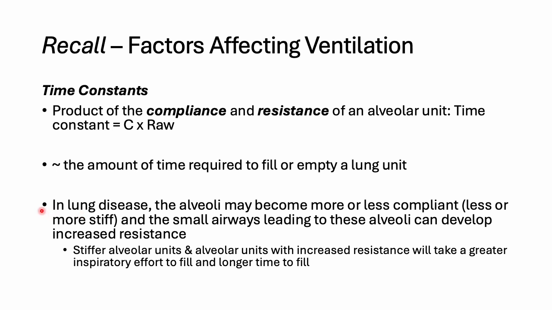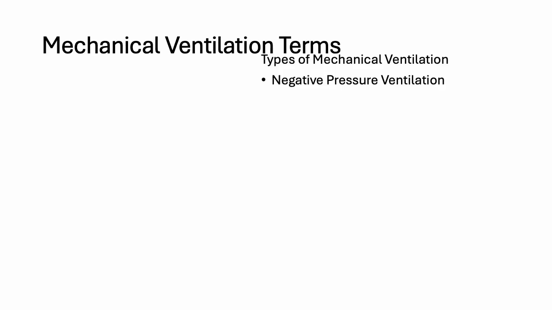In a disease state, this is even more significant, because alveoli may become more or less compliant depending on the pathology. If it's more compliant, it's less stiff. If it's less compliant, it's more stiff. The small airways also contribute to increased resistance, and therefore an alveolar unit affected by pathology may have a different time constant compared to an alveolar unit that is not affected by pathology. Those are the common terms used, as well as characteristics of the lungs of ventilation that you need to know. Then let's talk about mechanical ventilation terms.